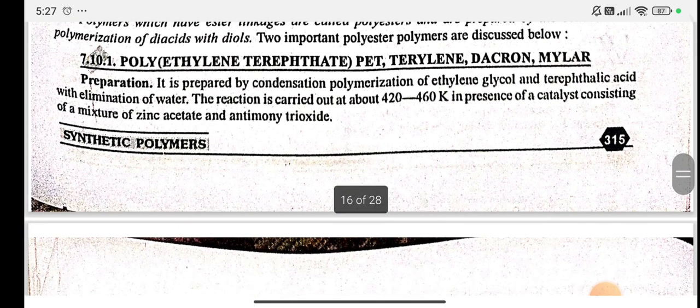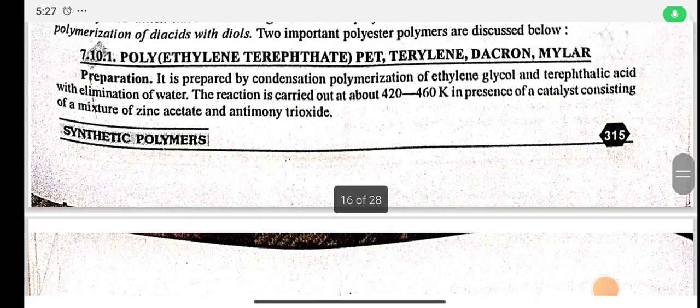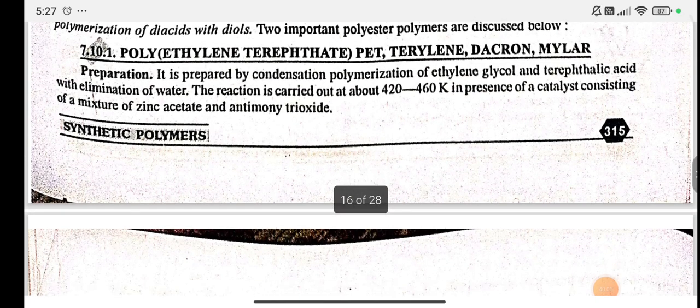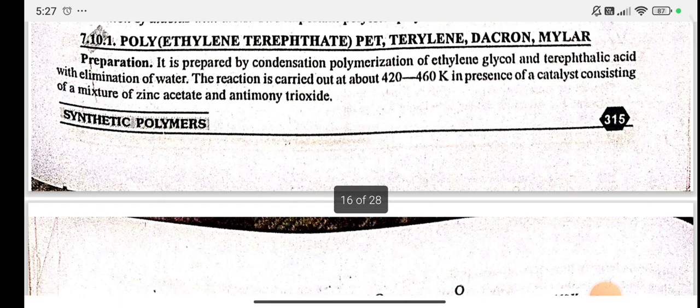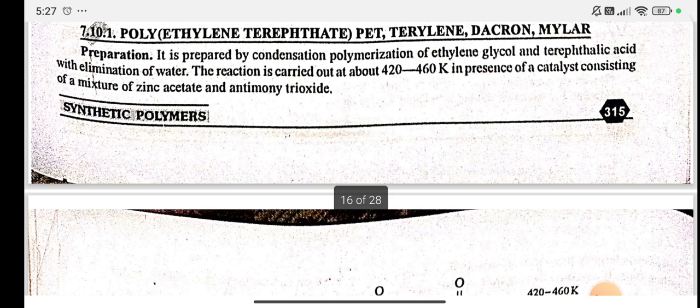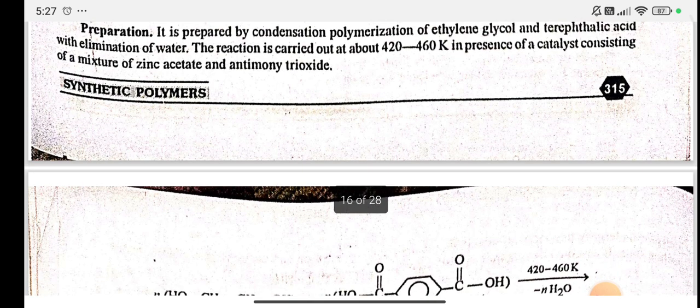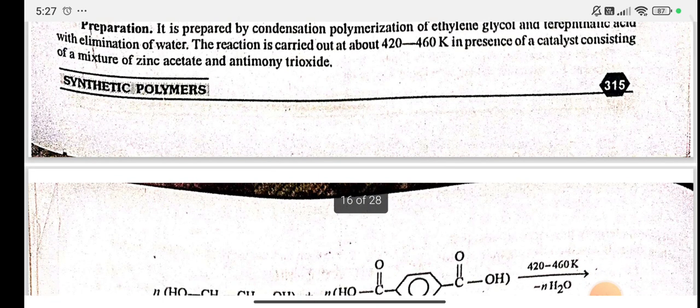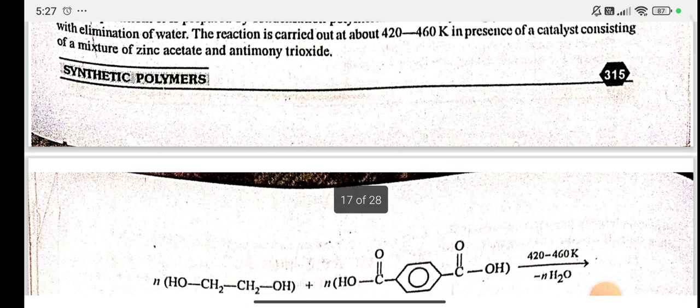Polyethylene terephthalate, PET, Dacron or Mylar. Preparation. It is prepared by the condensation polymerization of ethylene glycol and terephthalic acid. By elimination of water, the reaction is carried out at about 420 to 460 Kelvin in the presence of a catalyst containing a mixture of zinc acetate and antimony trioxide.